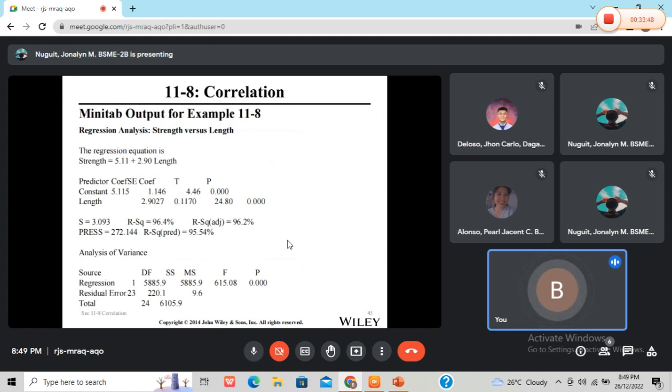And then we have the analysis of variance. Regression: sum of squares 5885.9, MS 5885.9, F 615.08, and P 0.000. Then the residual error: 23 degrees of freedom, sum of squares 220.1, and MS 9.6. So we have the total of 6105.9. Next.